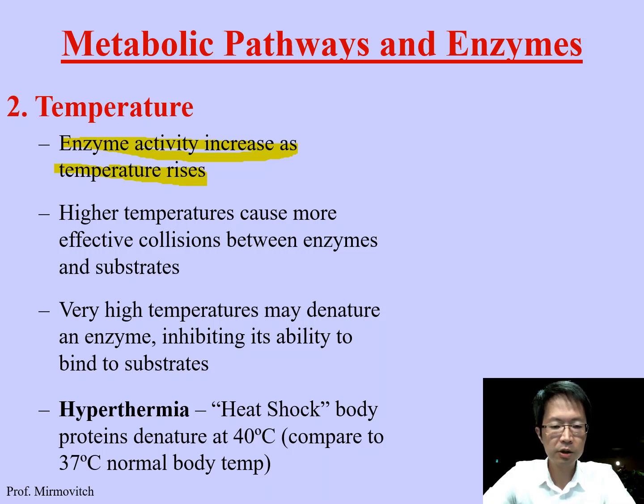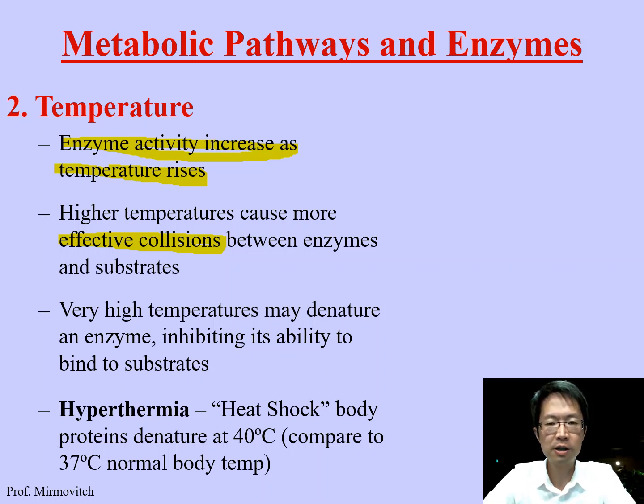So it explained to you that more effective collision is the same thing we talked about in the previous slides. When we increase the temperature, both the enzyme and substrate will gain energy. When they gain energy, guess what? They will move faster. It's like the kinetic energy we talked about previously. They will gain energy and then convert it into kinetic energy, then they move faster.